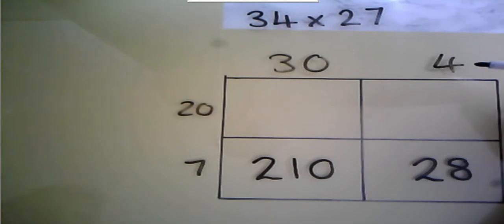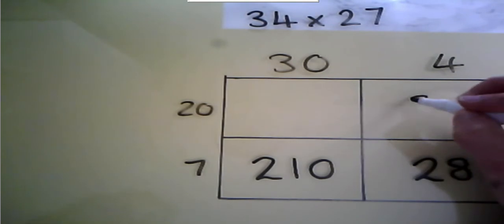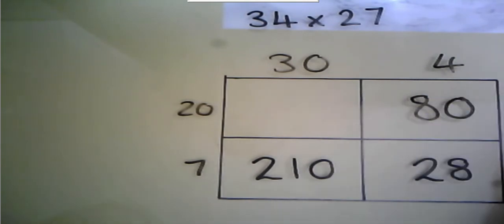I'm then going to look at my tens and my ones, and I'm going to think, right, I know that 4 multiplied by 2 gives me 8. And I know that 20 is 10 times bigger than 2, so I know that my answer again is going to be 10 times bigger.